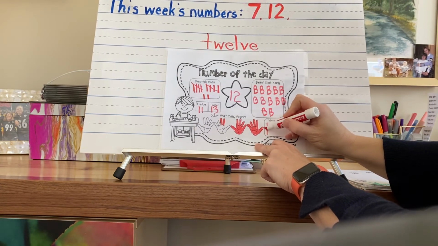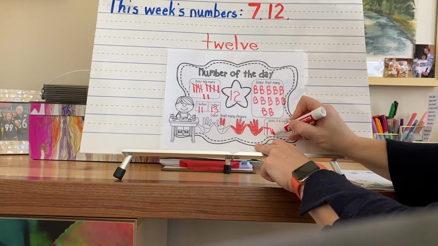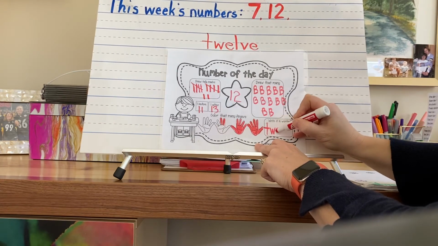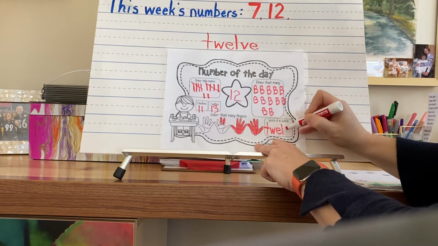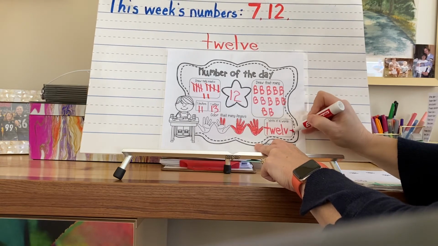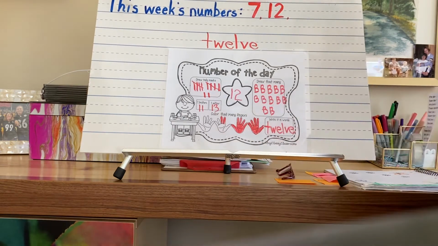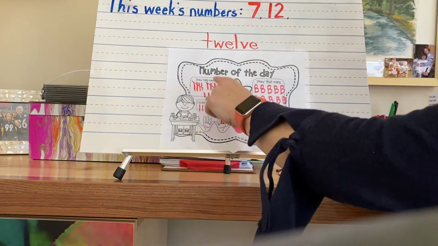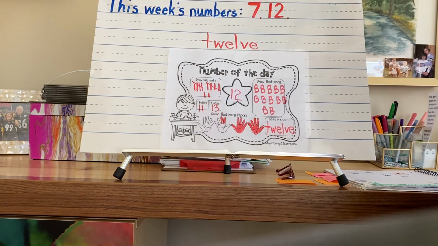So I'm going to switch it over. So T, W, E, L, V, E. 12. That's 2 groups of 5 plus 2 more, right? 10, 11, 12. So that's our number of the day, 12, which is also our date. So awesome. All right, really quickly, I'm going to show you.